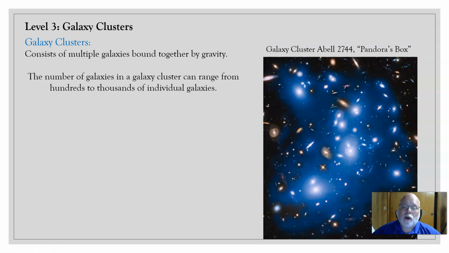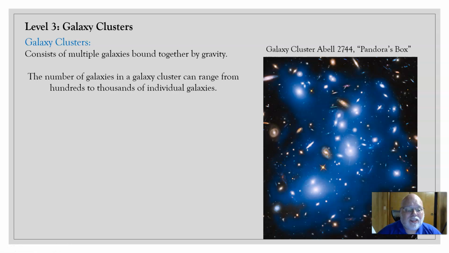But gravity is a long-range force. It reaches way out there. And so despite the fact that they're so distant from each other, they're massive enough that their gravitational force still keeps them in one another's vicinity. And so you tend to get these groupings of galaxies, and we call those galaxy clusters.